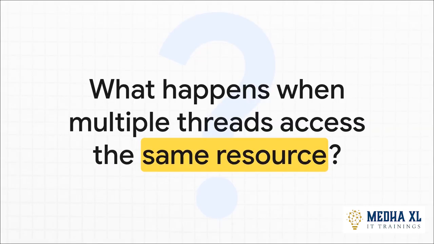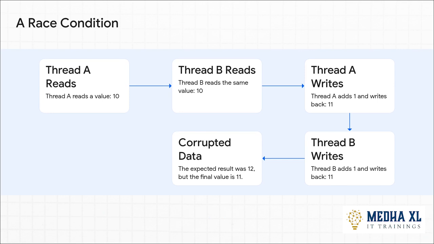Okay, but all this efficiency brings up a really important question. What happens when you have all these different workers trying to use the same tool or change the same piece of information all at once? Well, that's where you can get into trouble with something called a race condition.